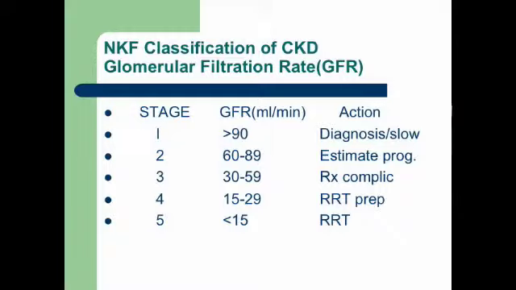Stage 2 is 60 to 89. Stage 3 is 30 to 59. Stage 4 is 15 to 29. And stage 5, that is usually the time that we start one or other form of renal replacement therapy, dialysis, transplantation, and so on.